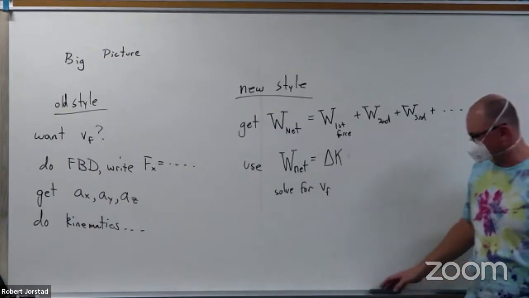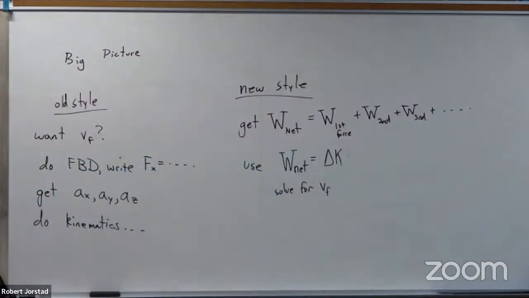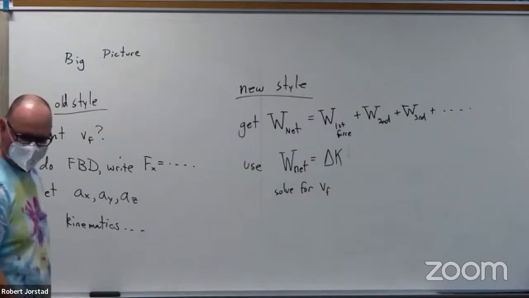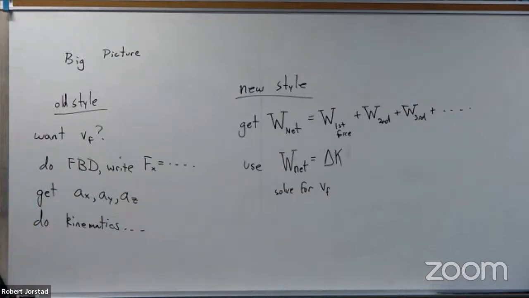Okay, let's try 7.1. 7.1 is a little bit long and a little bit boring, but it's actually got a lot of the confusing parts all in one problem. So we're going to do 7.1 next, okay? I'm going to erase the board. I'll leave this open for a minute. You can start reading 7.1, maybe do your FBDs, force equations, just to get a feeling for it.